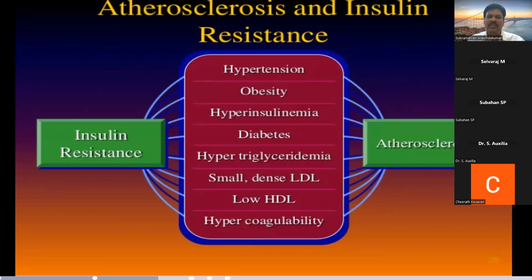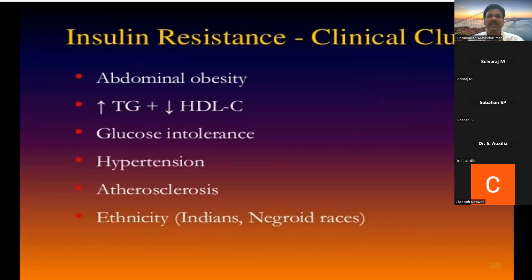Ultimately, insulin resistance will result in hypertension, obesity, hyperinsulinemia, diabetes, hypertriglyceridemia, low HDL and small dense LDL, and a hypercoagulable state, and can cause atherosclerosis. Now you understand how diabetic dyslipidemia translates into more coronary artery disease. So what are the clinical clues of insulin resistance? Abdominal obesity is the primary one. That is the starting point of your insulin resistance.